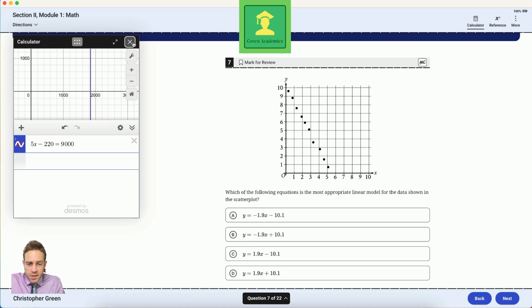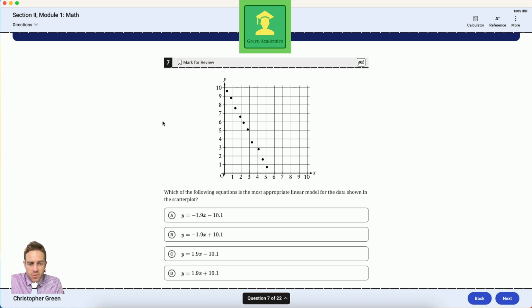Which of the following equations is the most appropriate linear model for the data shown in the scatter plot? Well, from the y-intercepts being either negative 10.1 or positive 10.1, of course it's positive 10.1. And then from the slopes being either positive or negative 1.9, it has to be negative because it's sloping downward. So negative slope and positive y-intercept is B as in boy.